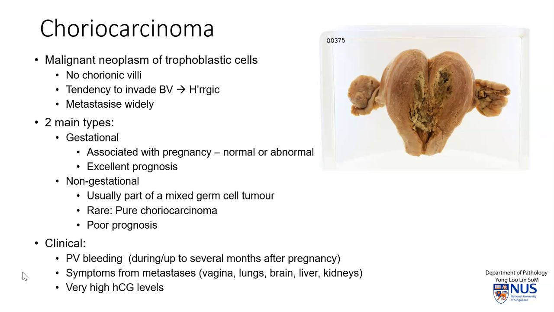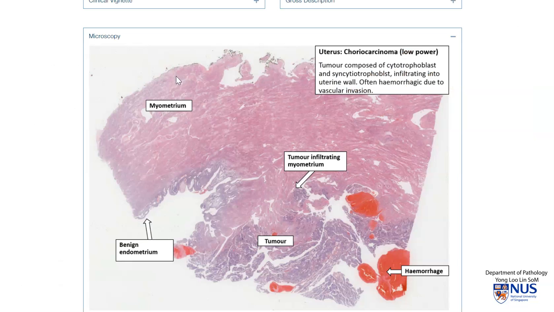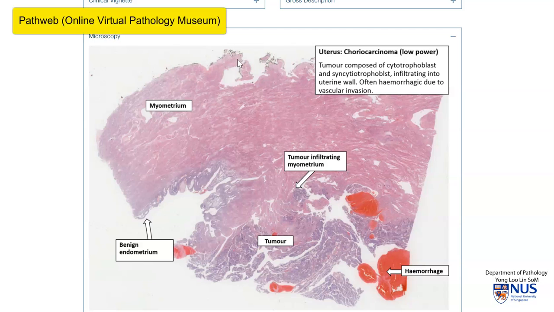Let's take a quick look at the microscopic appearance. These microscopic pictures are taken from the Pathweb online resource, and we can see here that this is a low magnification view of the wall, the myometrium of the uterus, and this is towards the endometrial side. So there is this tumor here which appears quite bluish, and we can see that it is infiltrating into the myometrium.